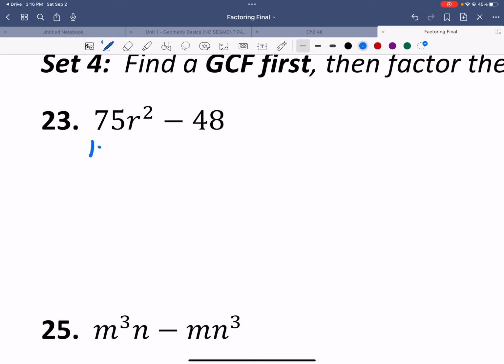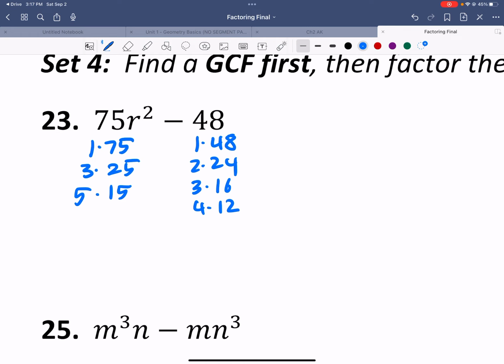But what can give you 75? 1 times 75. 3 times 25. 4 does not go in there. 5 times 15. I think that's about it because I cannot think about anything else other than that. Yeah. 48 is 1 times 48. 2 times 24. 3 times 16. And 4 times 12. 5 times, no. And 6 times 8. 8 times 6. Yeah. So that's about it.